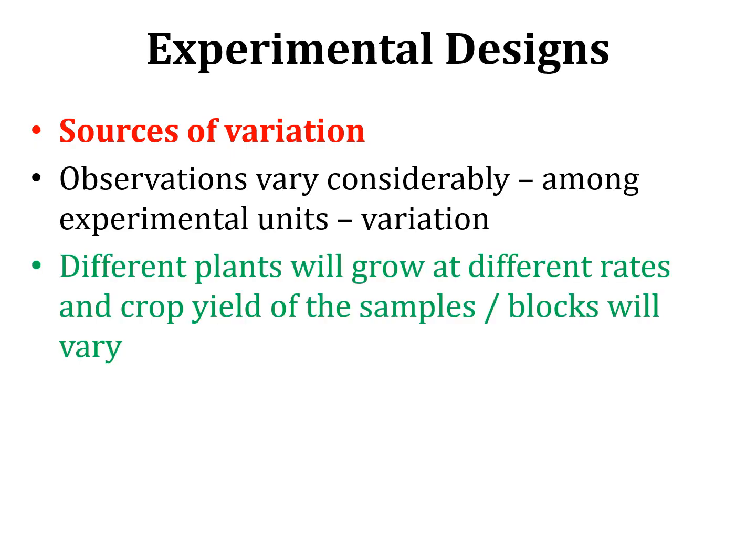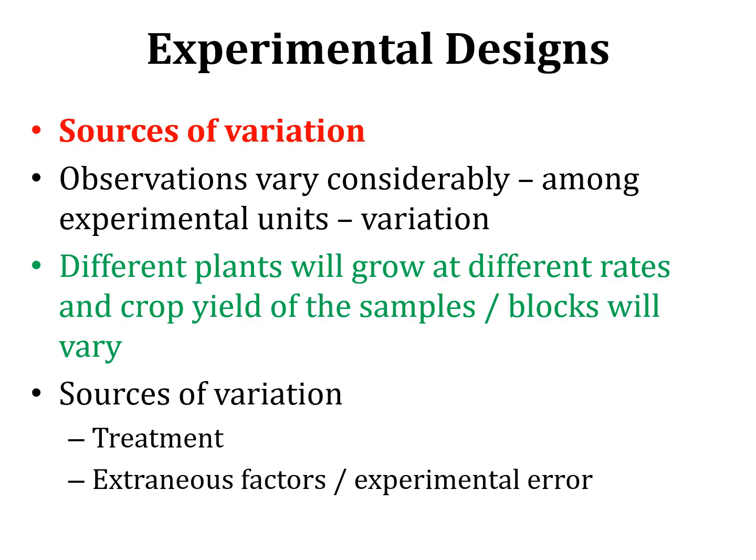For example, different plants will grow at different rates, and the crop yield of the samples or blocks will vary, right? So we are growing the crop plants, in the example we are following, under different doses of fertilizer, and a single block will have a different value from the other one. Different plants grow at different rates, and the crop yield of the samples, which depends on the growth of the crop plants, is going to vary among different blocks. So we are going to have a variation in response, a variation in our observations.